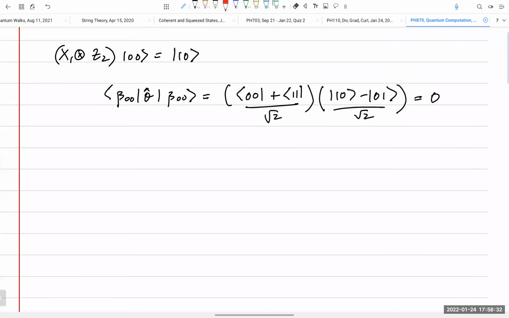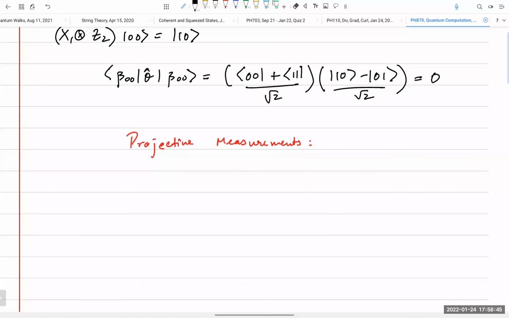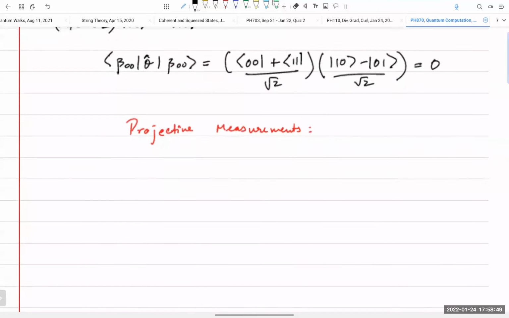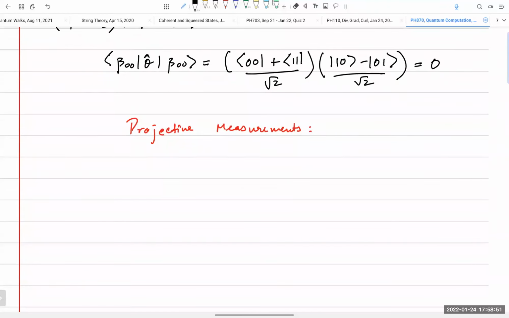Okay, so let me talk about projective measurements. And hopefully this will make clear what is happening when Bob is doing this superdense coding measurement. Okay, so what are projective measurements?